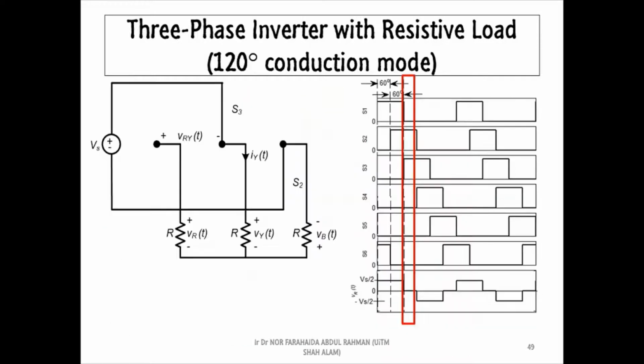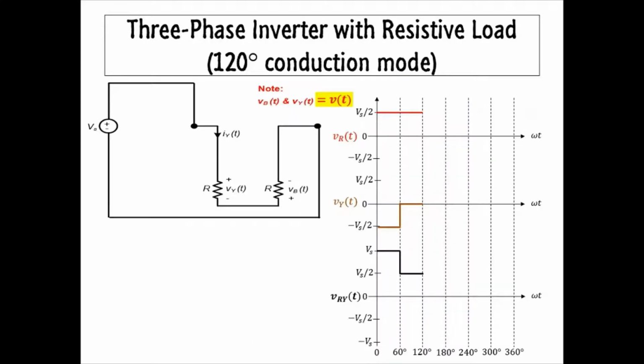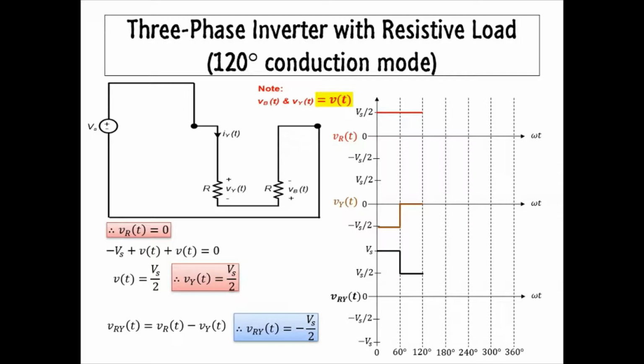Lastly, we consider the time interval between 120 degrees to 180 degrees. This time, S2 and S3 will turn on and the equivalent circuit can be drawn like this. From the circuit, we know that VR is equal to 0. As usual, VY and VRY can be found using KVL. Based on the voltage equations, we can sketch the waveforms as follows.